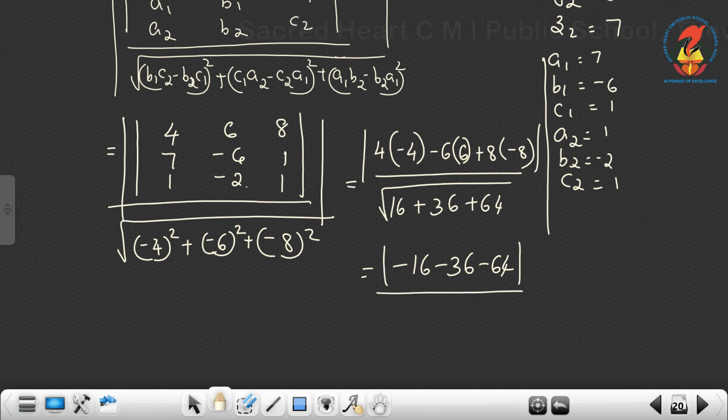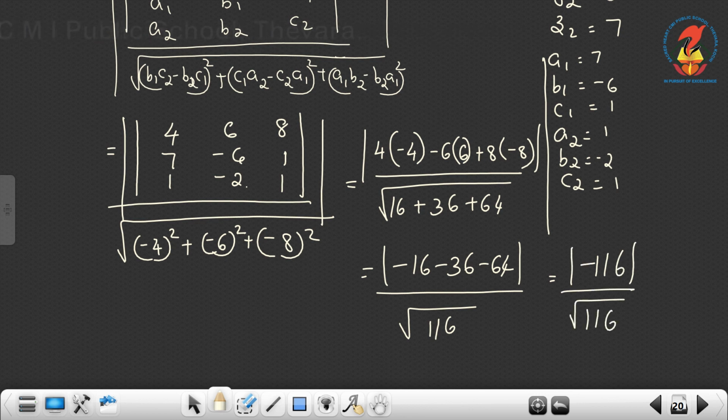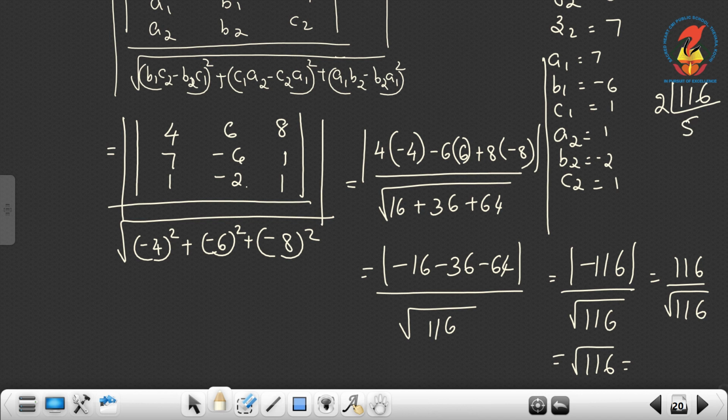Modulus of that, by root of 64 plus 36, 100, 116. And numerator is also 116, but with the modulus symbol. So 116 by root 116. That I can write as root 116. Can we factorize that? 4 times 29. So 2 root 29 unit. Okay.